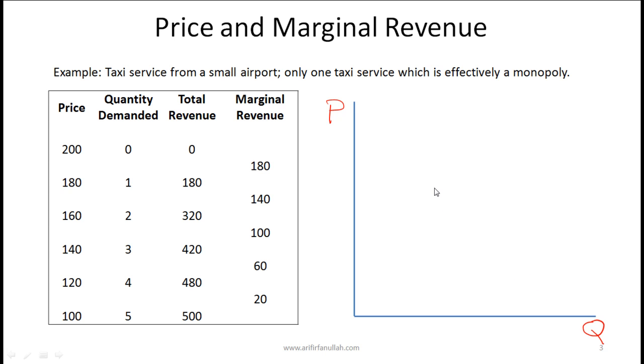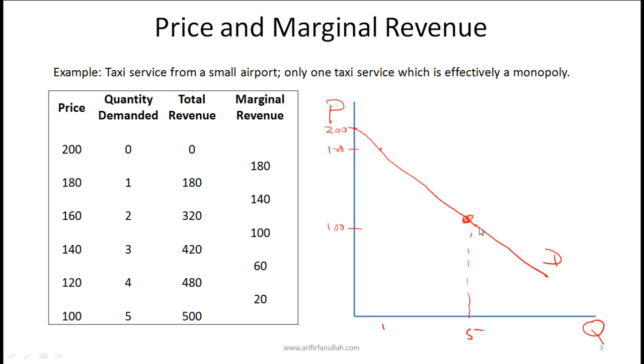So here what we are shown is that at a price of 200, the quantity demanded is 0. As we reduce our price, at a price of 180, the quantity demanded is 1. As we keep reducing our price, the quantity goes up. So let's say that at a price of about 100, the quantity demanded is 5. So you have this typical downward sloping demand curve, and let's say that this demand curve keeps going this way. So that's our demand curve.